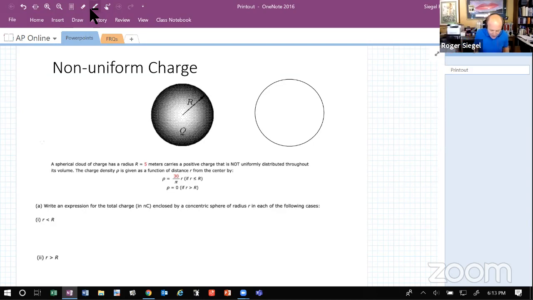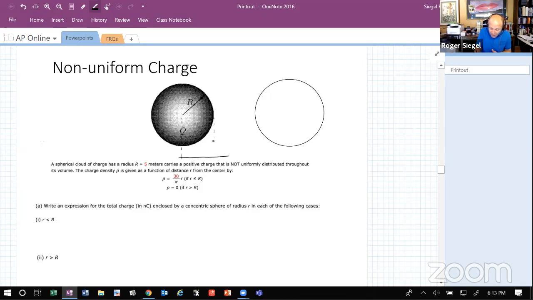Okay, so the problem says a spherical cloud of charge has a radius R equals 5 meters, carries a positive charge that is not uniformly distributed throughout its volume. The charge density is given as a function of the distance r from the center by rho is equal to 30 pi r if r is less than R, and 0 if r is greater than R. So what are we saying here? I'm going to draw a graph whose axis is the same as this big R.